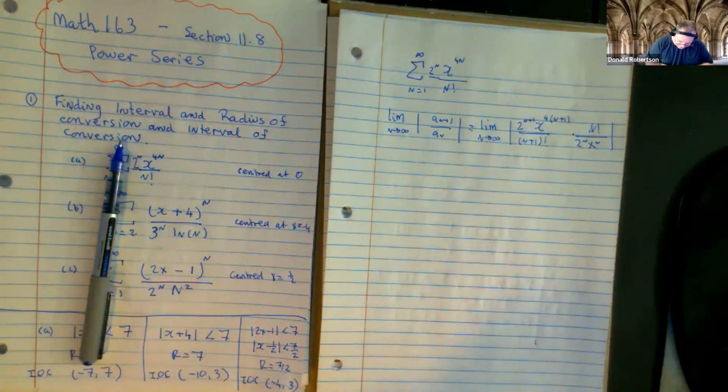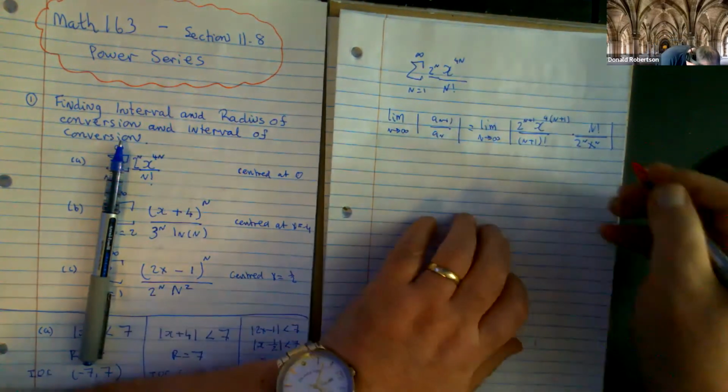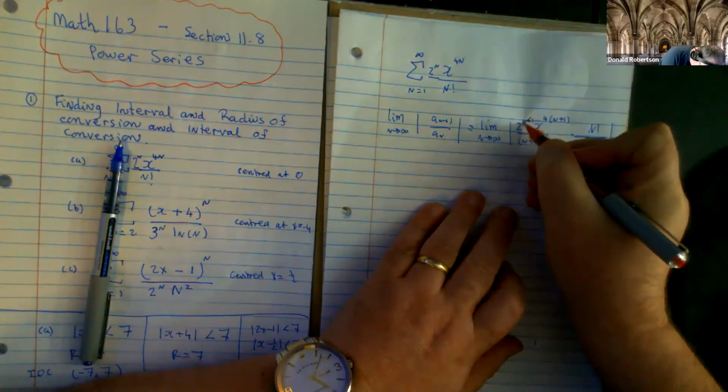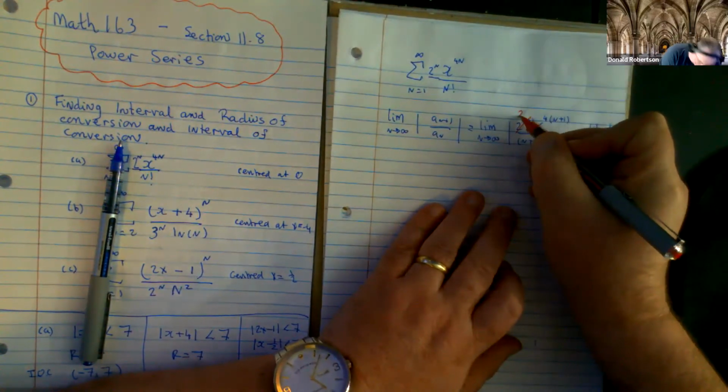Now the cancelling, you have to be a bit more careful. If this 2 to the n cancels out this 2 to the n plus 1, won't you be left with a 2?